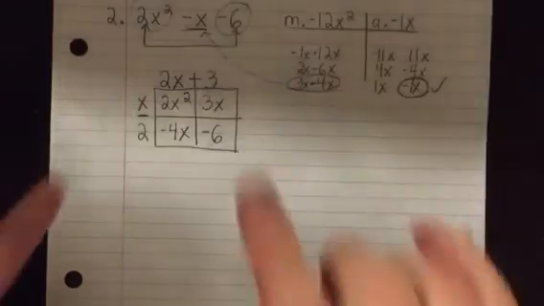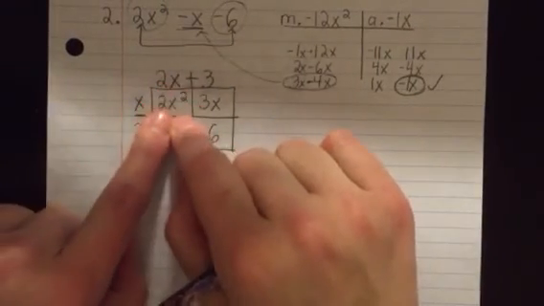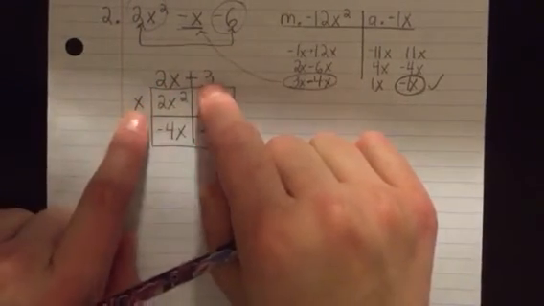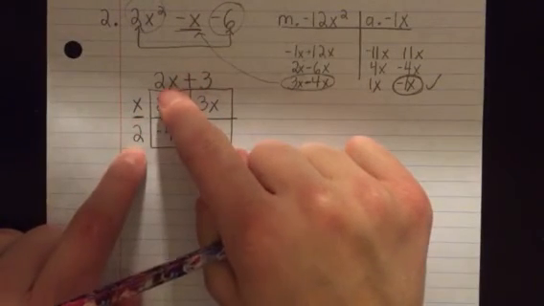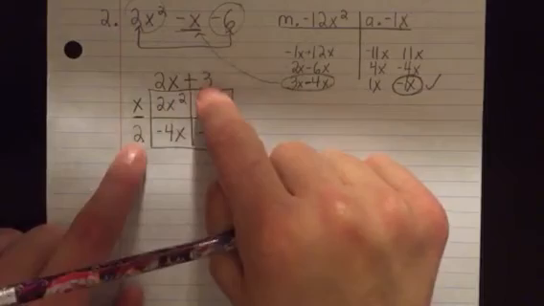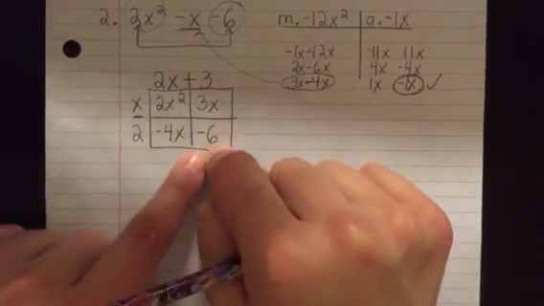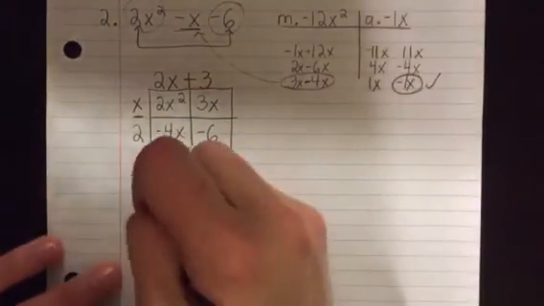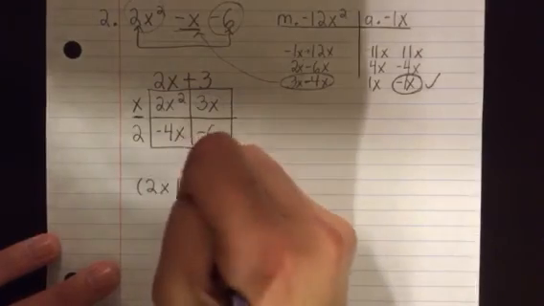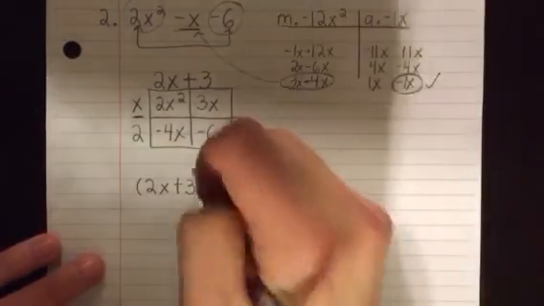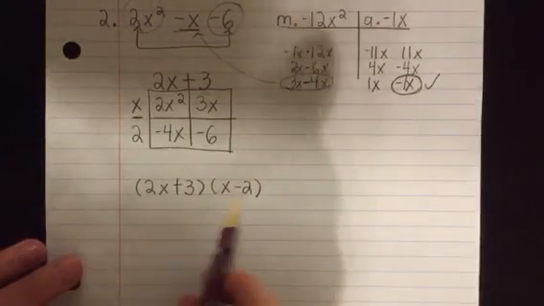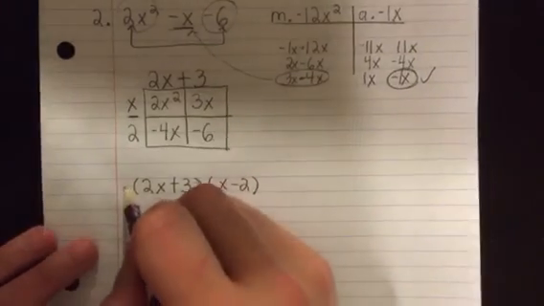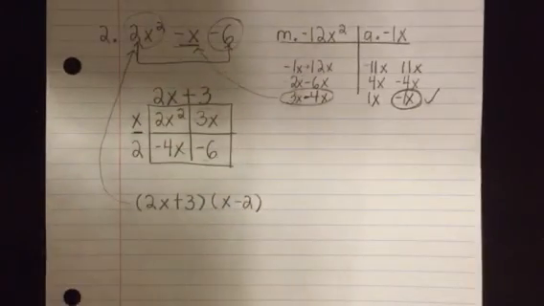So again, double check your work. 2x times x is 2x squared. 3 times x is 3x. 2x times negative 2 is negative 4x, and 3 times negative 2 is negative 6. So your final answer for the length and width would be 2x plus 3 and x minus 2. If I were to multiply those two by each other, I would get back to that problem.